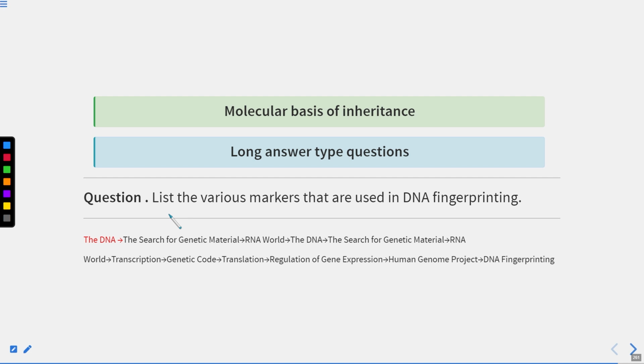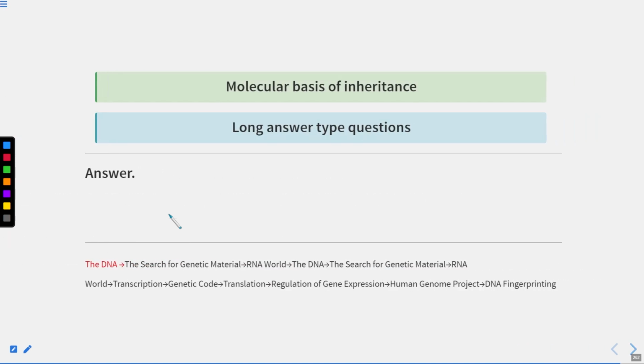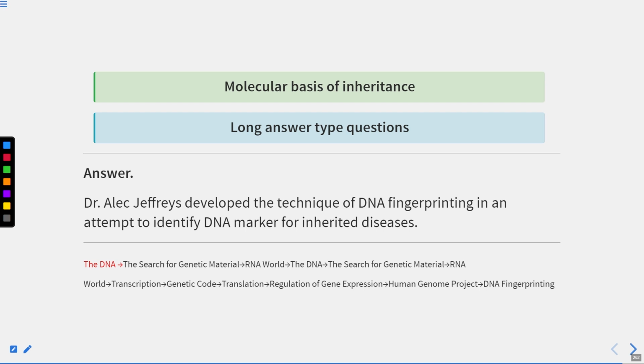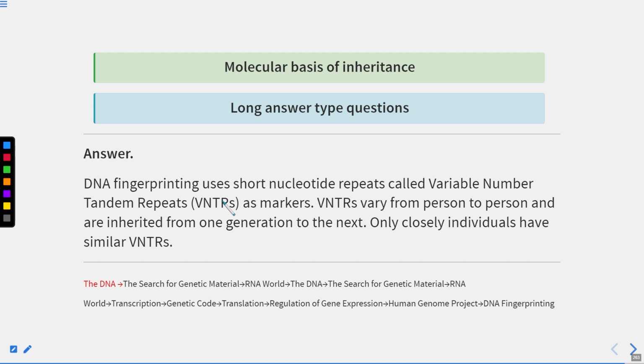Now, next question. Here you have to list the various markers that are used in DNA fingerprinting. Alright, this is clear. Now, let's talk about the answer here. Dr. Alec Jeffreys developed the technique of DNA fingerprinting in an attempt to identify DNA markers for inherited diseases. DNA fingerprinting uses short nucleotide repeats called variable number of tandem repeats. This we have already discussed. The basis of DNA fingerprinting is VNTR.